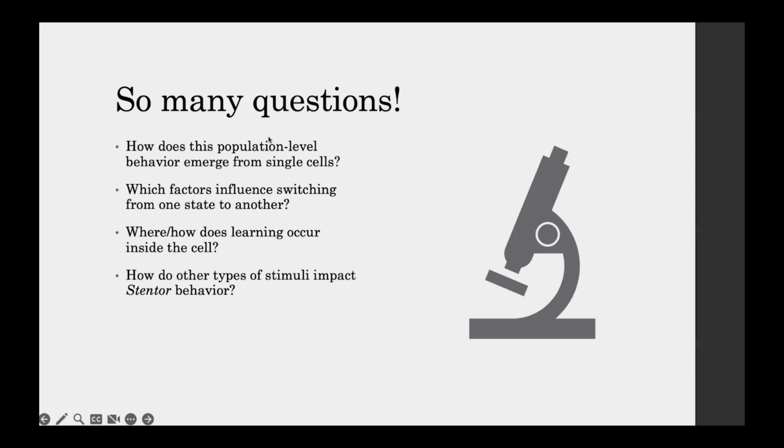So first of all, what I showed you was a group of cells in a dish. So I'm showing you what learning looks like at the level of a population. But one question I had was, how does this population level behavior emerge from single cells? How is each individual cell in that Petri dish actually learning? And then when the cell goes from a naive state to a learned state, how does that happen? What are the factors or input stimuli that influence that transition? And then how does this learning even occur? Do they have a mini brain, a series of different molecules inside the cell that help with learning?